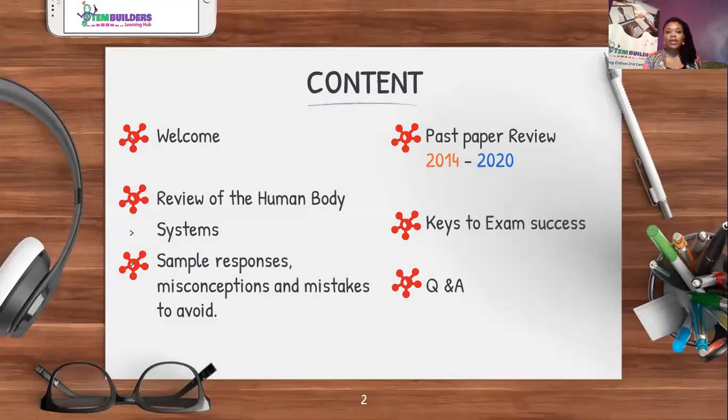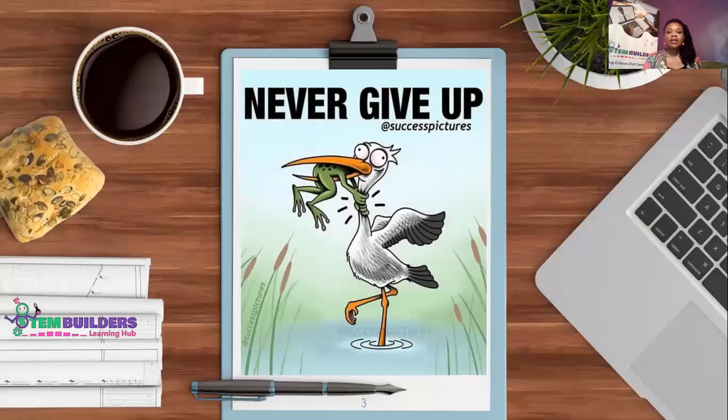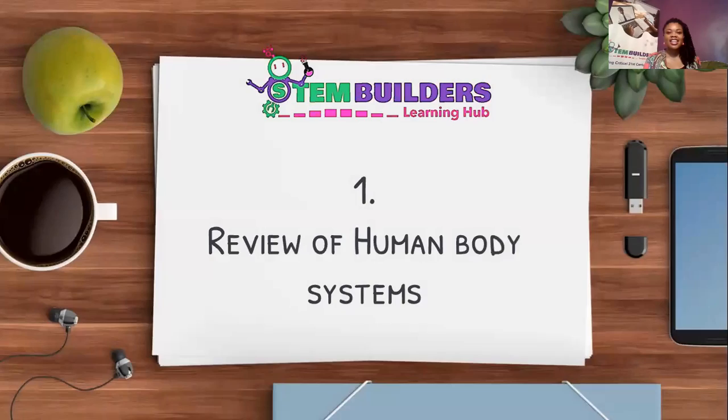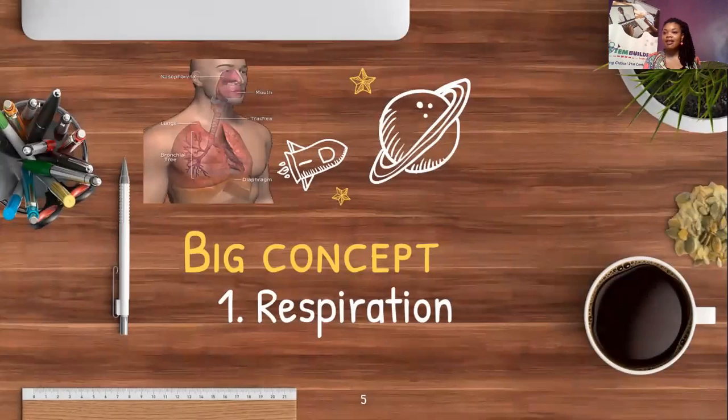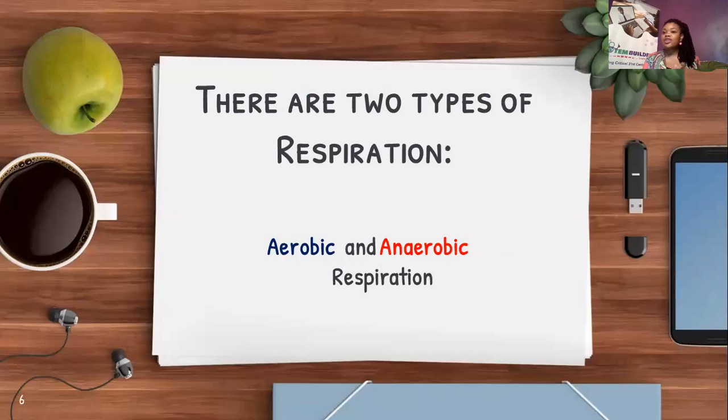All right, so welcome. As mentioned before, today we're going to be looking at the respiratory system. And just to let you know that this is the first in the series of human body systems that we are going to be looking at for you to get ready for your 2021 and beyond exams. All right, so my motto as usual is never give up, always try. Okay, so let's look at big concept number one, respiration. So as you know, there are two types of respiration, aerobic respiration and anaerobic respiration.